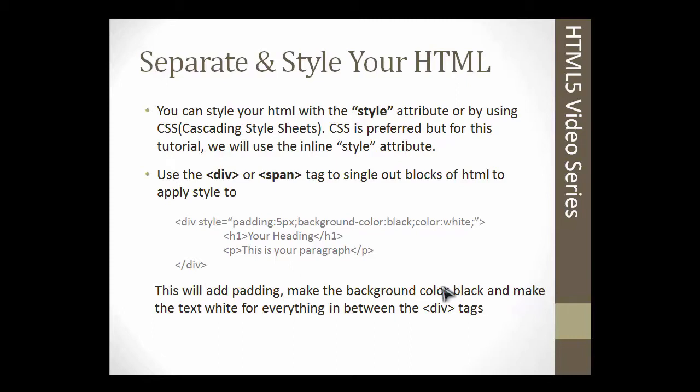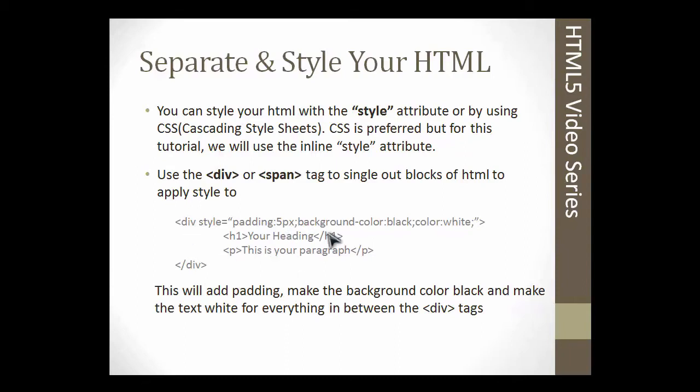And to separate certain blocks of HTML, we can use the div tag or the span tag. The biggest difference between these is that div is a block level element and span is inline. And here we have an example. We're using the div tag and the style attribute, and then we have the selectors and the values. So we have padding, which is 5 pixels.